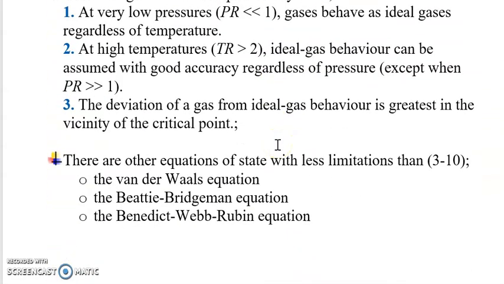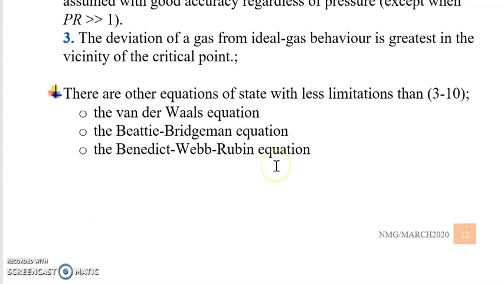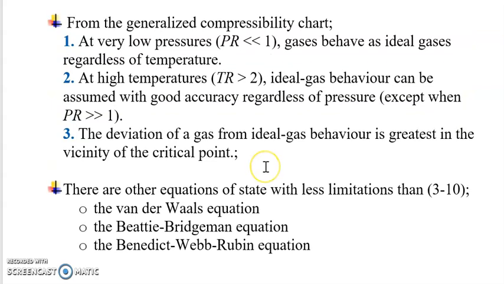There are other equations of state, but in this class, we're just going to look at the ideal gas equation of state. But to know, there are the Van der Waals equation, Beattie-Bridgeman equations, and Benedict-Webb-Rubin equations. They have fewer limitations than the ideal gas equation of state. That wraps up module 3 based on chapter 3 of the ebook.